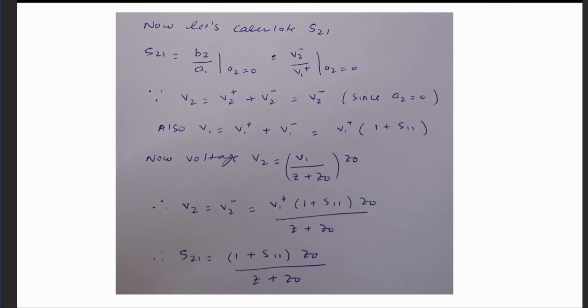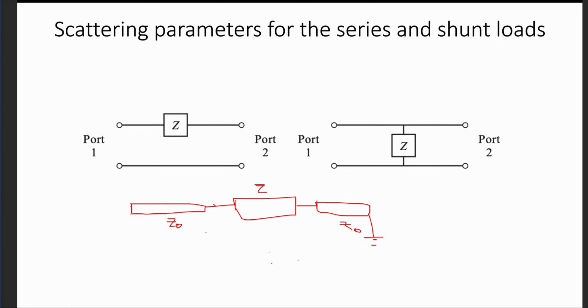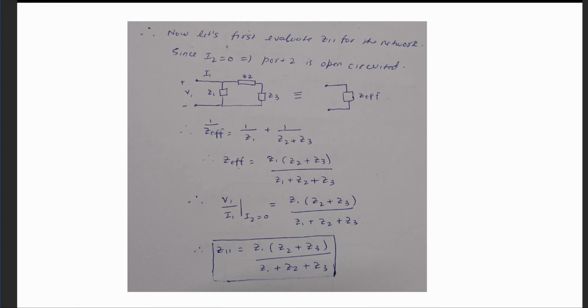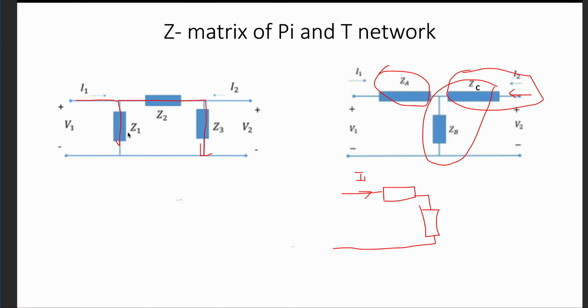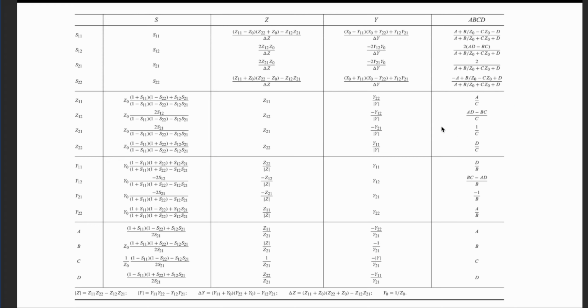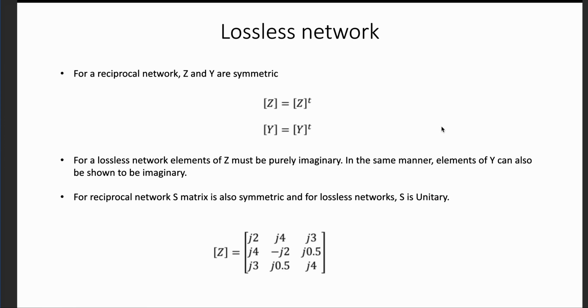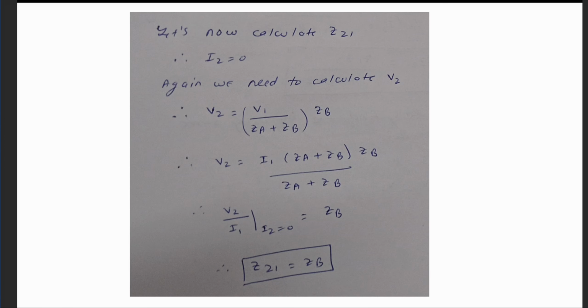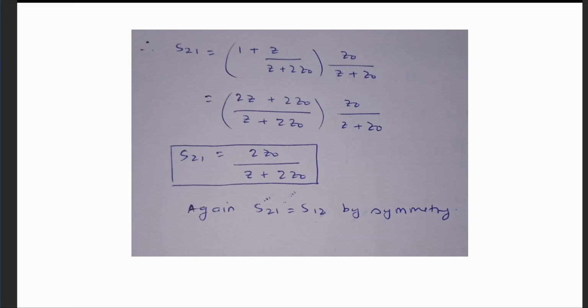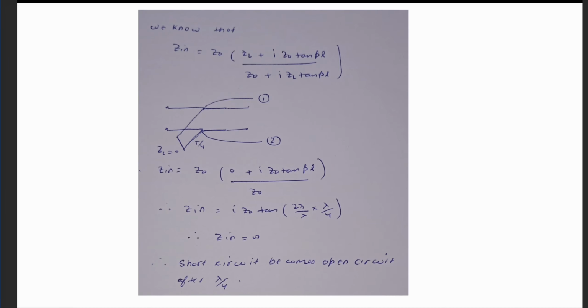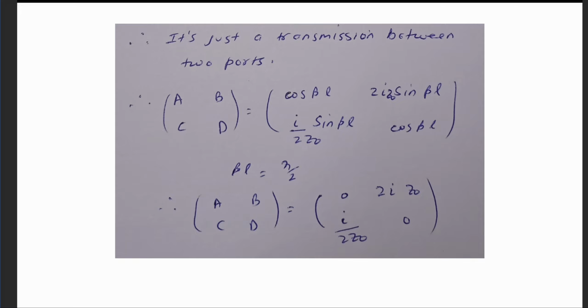Similarly, we covered how to find the S parameters when you have a series and shunt load, and the same problem is there in the assignment also. And we understood how to write the Z matrix when you have a pi and T network. So this was all about today's assignment, and I tried to cover all the assignment problems just to give you a hint. If you have understood it, you can try to solve the assignment and you will find it easier.